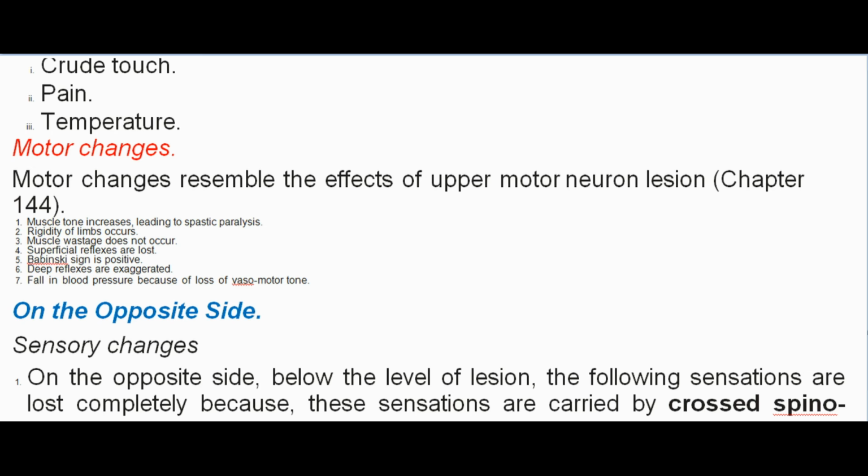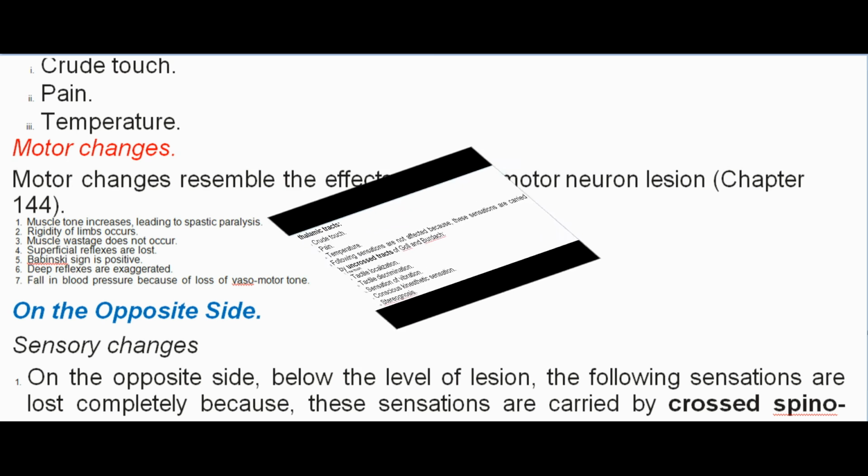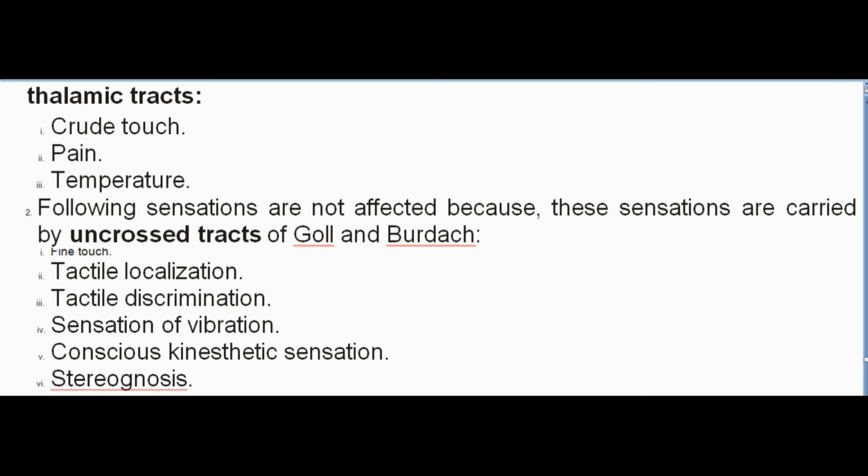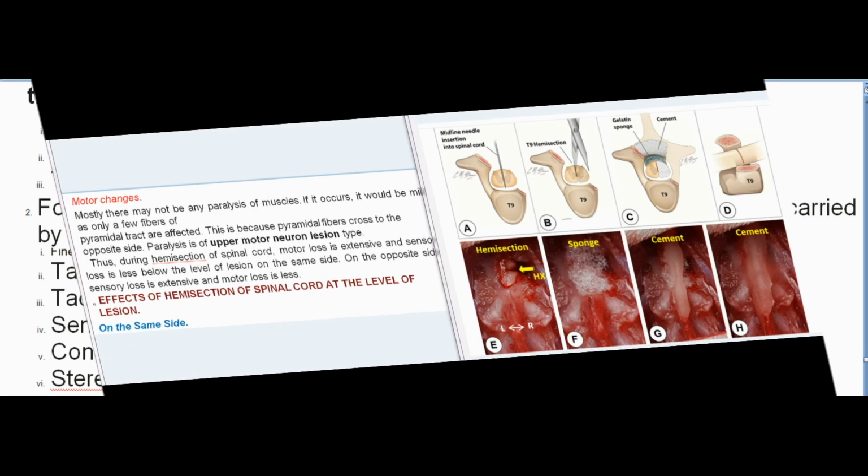On the opposite side. Sensory changes. On the opposite side, below the level of lesion, the following sensations are lost completely because these sensations are carried by crossed spinothalamic tracts: crude touch, pain, temperature. The following sensations are not affected because these sensations are carried by uncrossed tracts of Goll and Burdach: fine touch, tactile localization, tactile discrimination, sensation of vibration, conscious kinesthetic sensation, stereognosis.